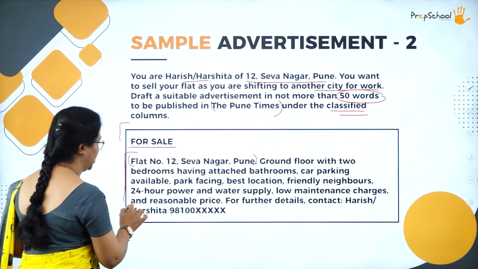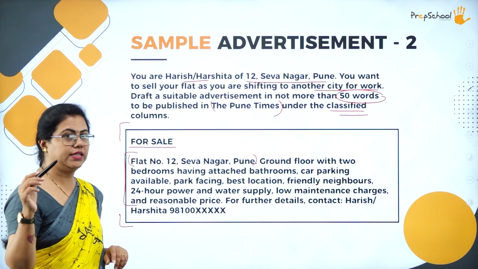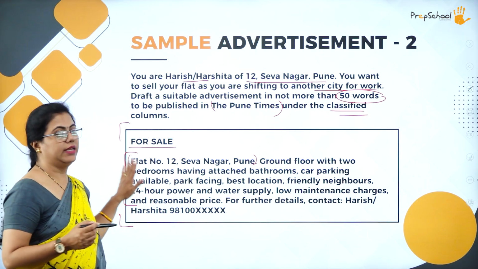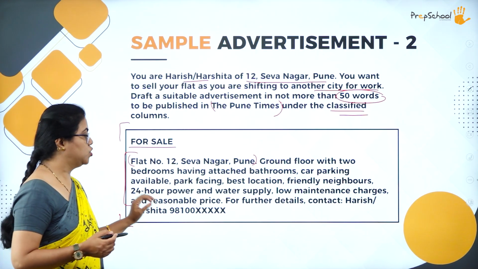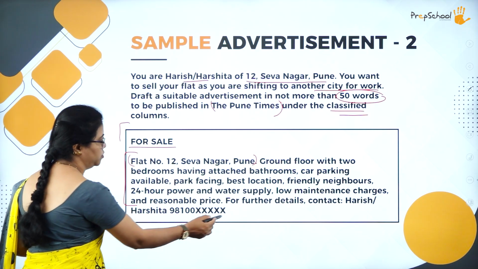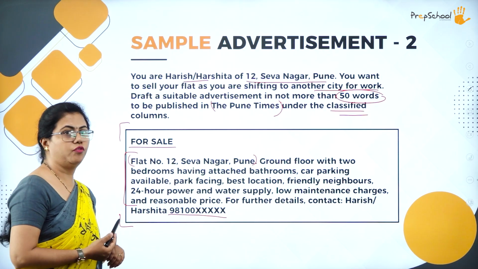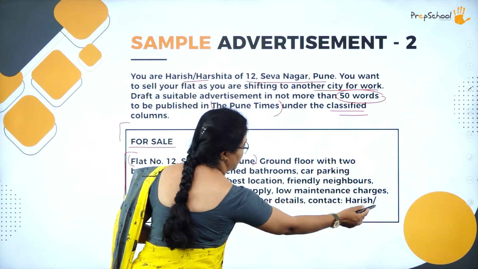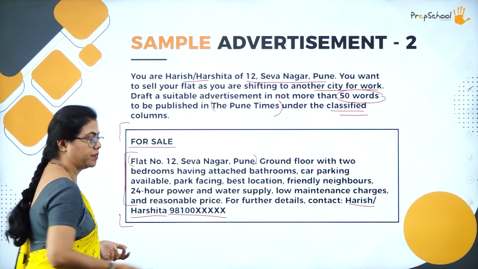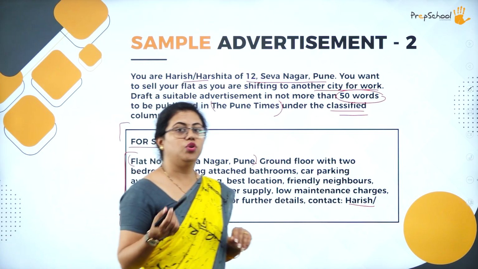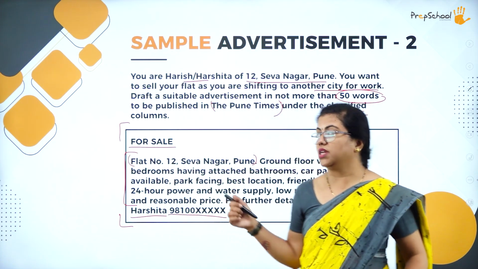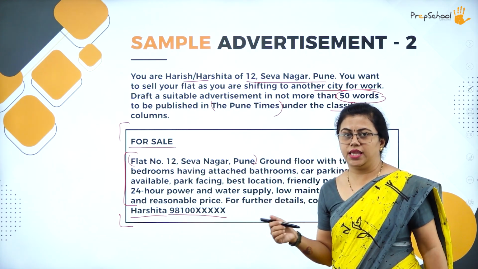So in this whole thing you can see there is no complete sentence at all. Okay, but all the details are given here. Fine. So for further details, contact whom to contact. That is also given over here. Okay, whatever name you are choosing here, that shall be included over here. Fine. So this is how you write a classified advertisement. This was the second example I gave you.